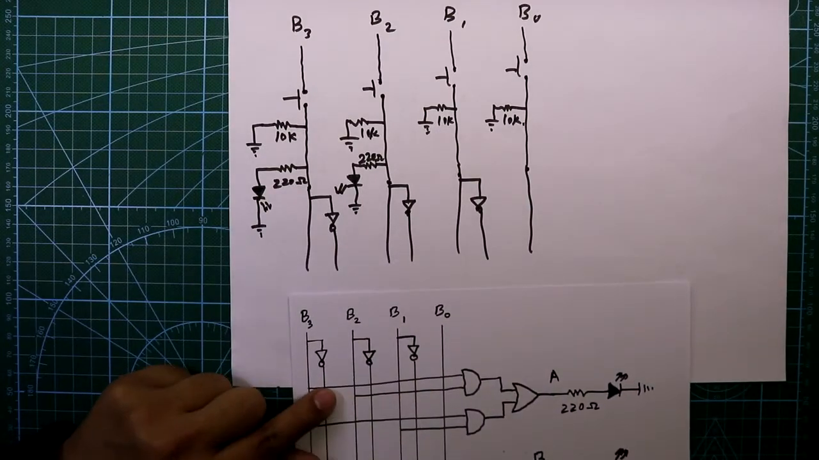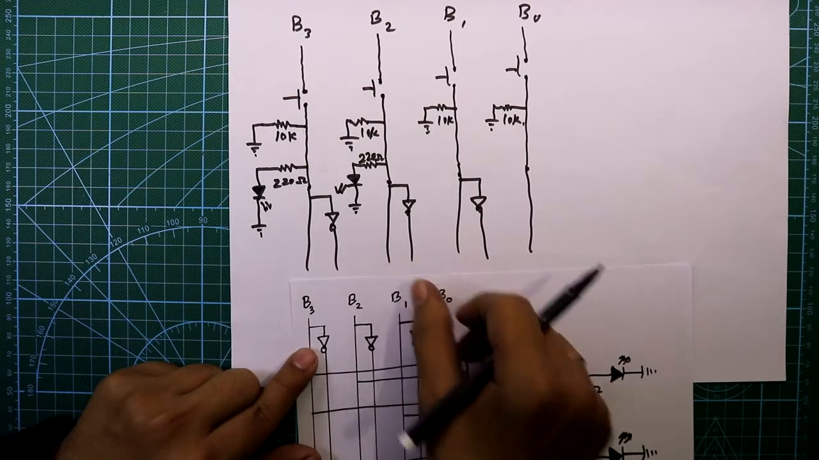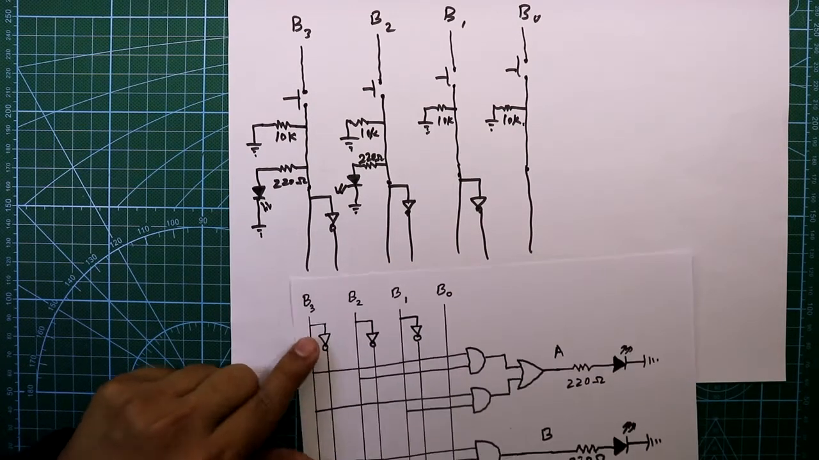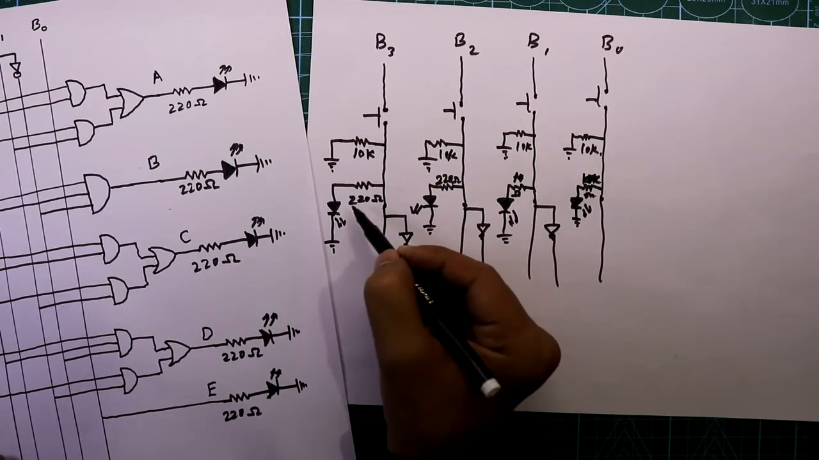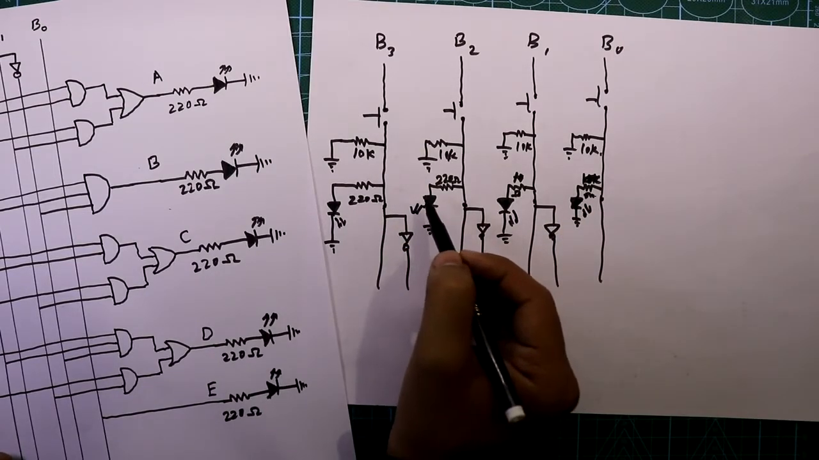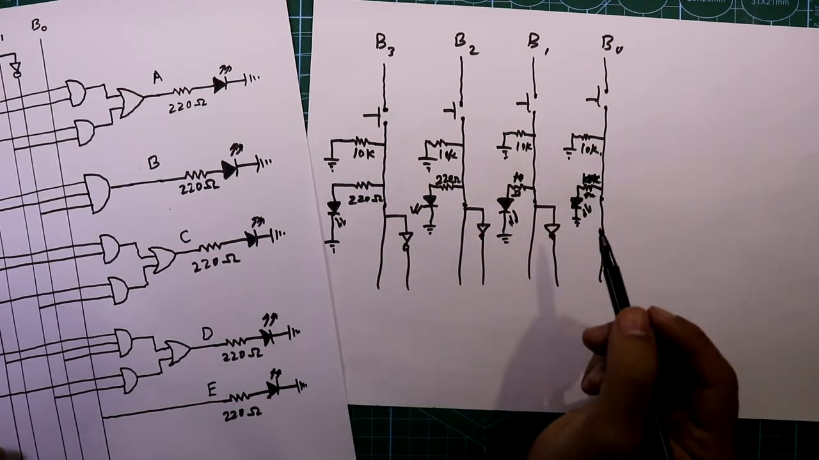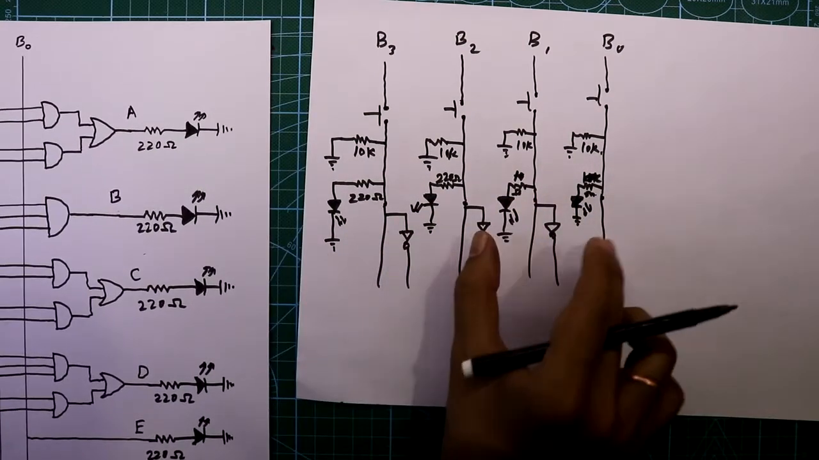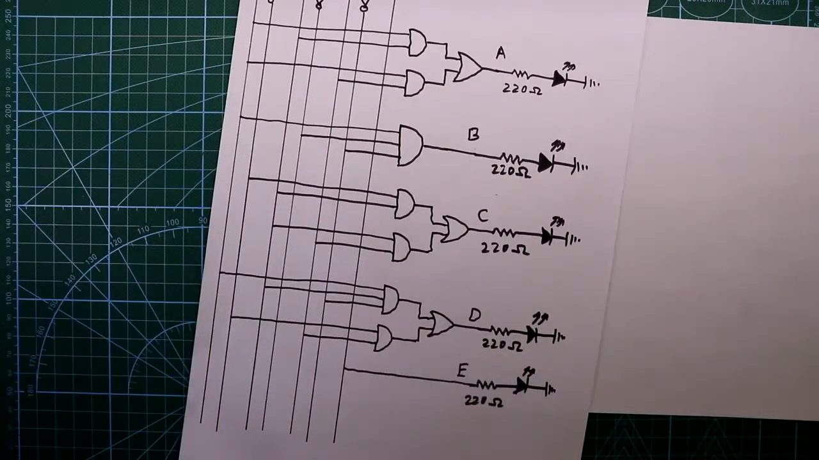this input will be start. This one B3, B2, B1, B0. Okay, clear? The resistors connected with LEDs are 220 ohms, and these resistors are 10 kilo ohms, the pull down resistors. This will be our binary inputs and these 5 are BCD outputs.